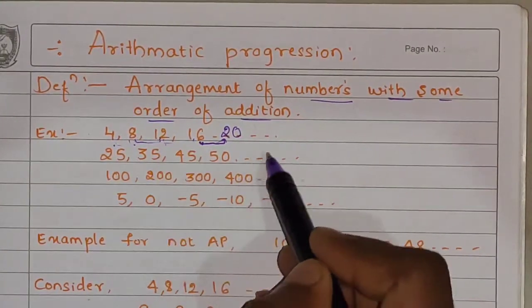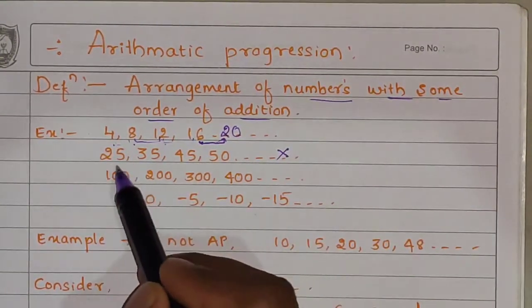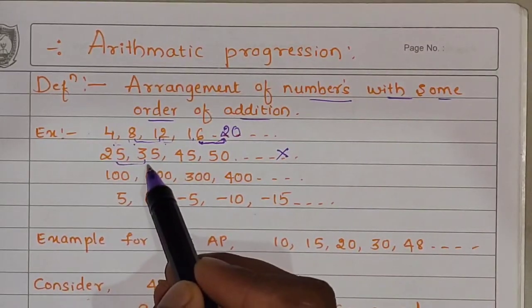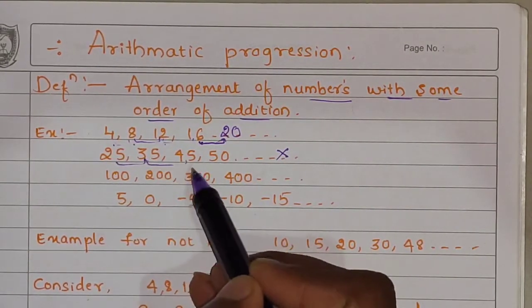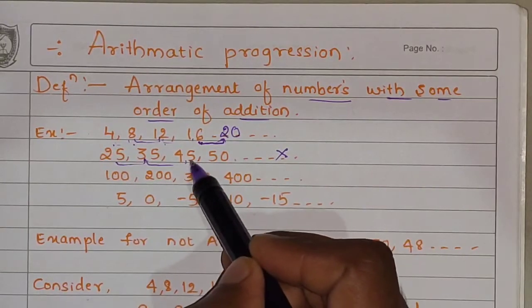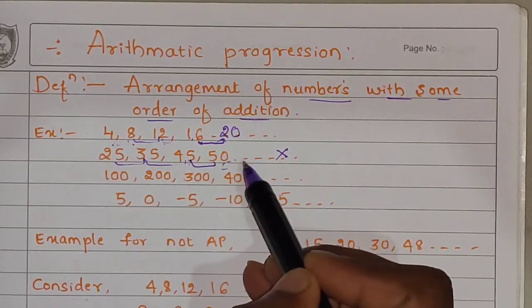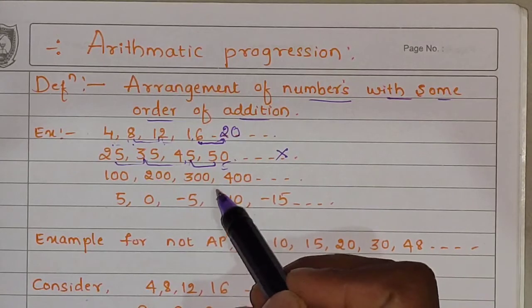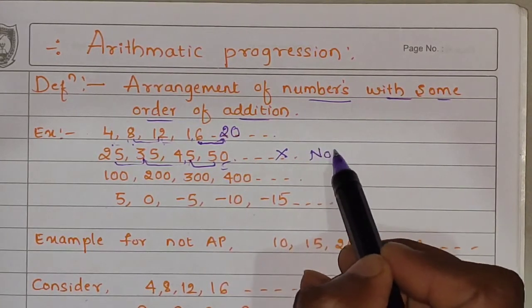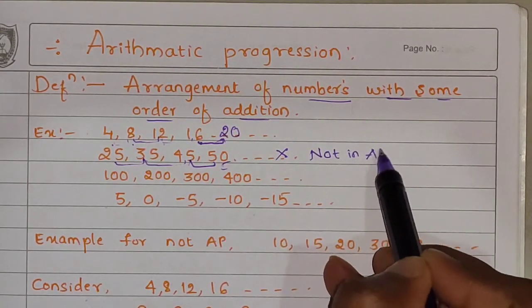But you can observe this one is not in arithmetic progression. Why? From 25 to 35, there is a difference of 10. From 35 to 45, there is a difference of 10, but from 45 to 50, there is only a difference of 5. The difference value is not the same, which means it is not in AP. We can say it is not in arithmetic progression.